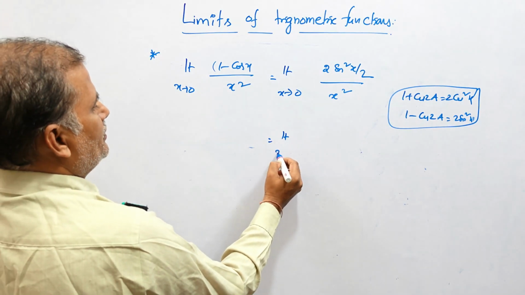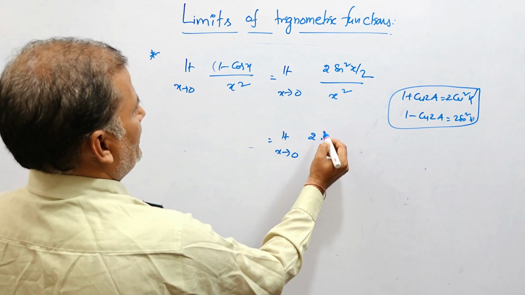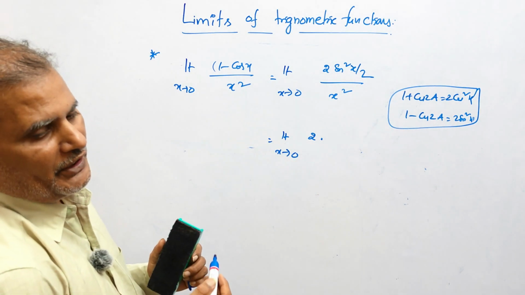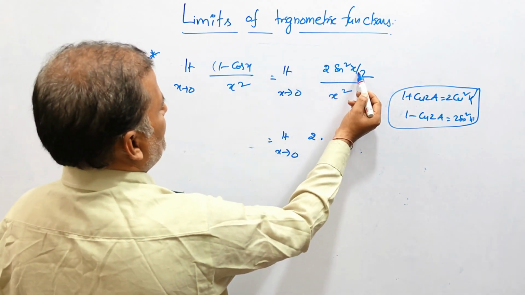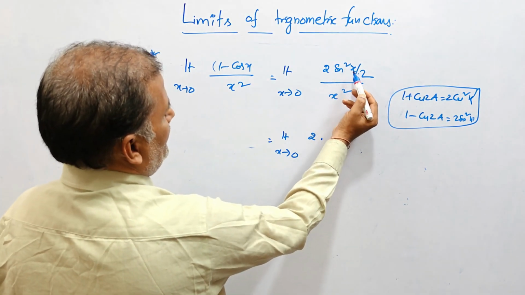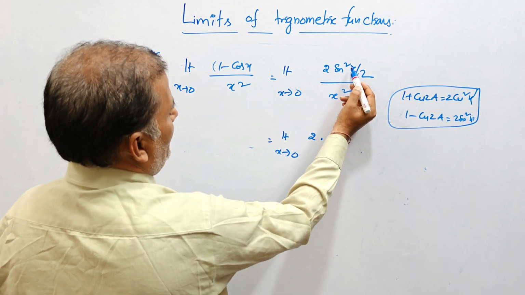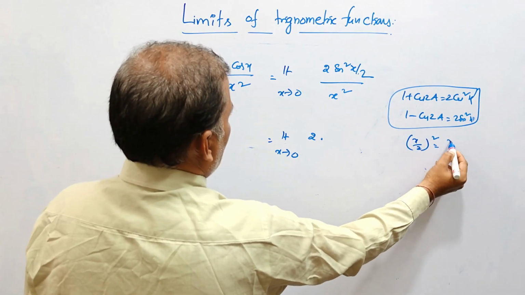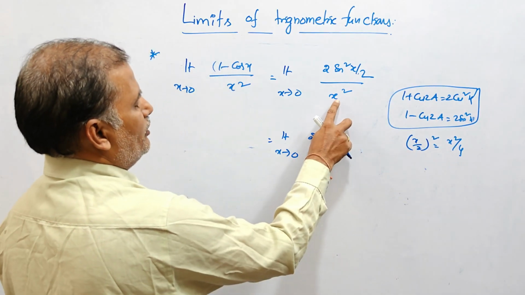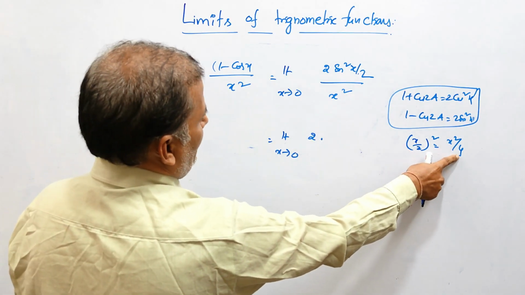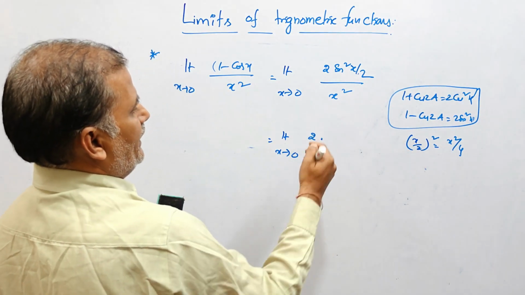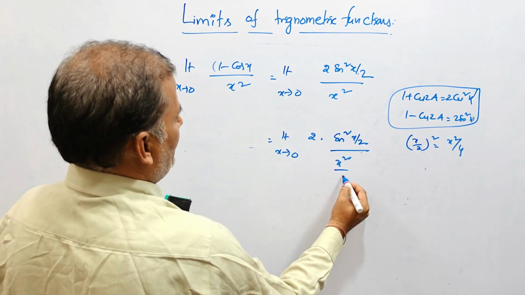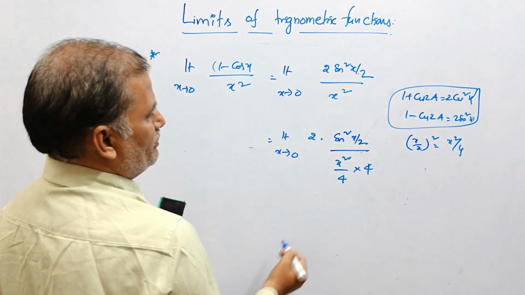Now here, as x tends to 0, 2 is a constant, and we need sin x by x. In the formula we learned, limit as x tends to 0 of sin x by x is equal to 1. Here we have sin square, so squaring x by 2 gives x square by 4. But here only x square is there. Therefore, dividing by 4 and multiplying by 4, we get the correct answer.